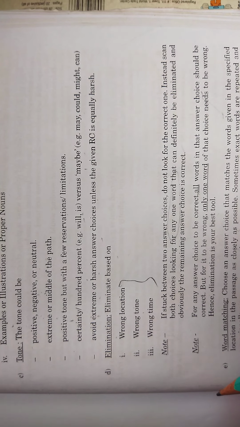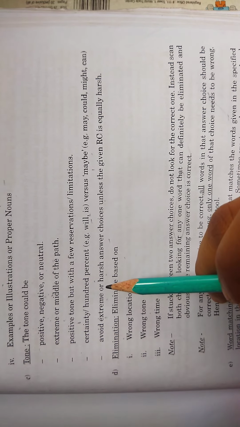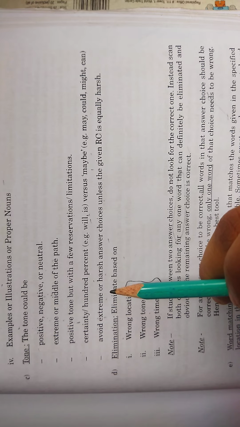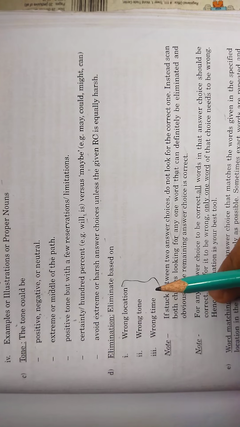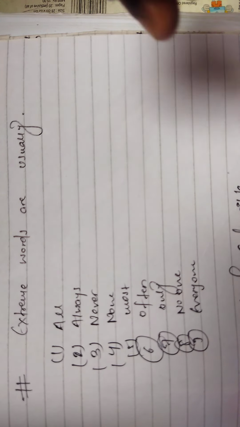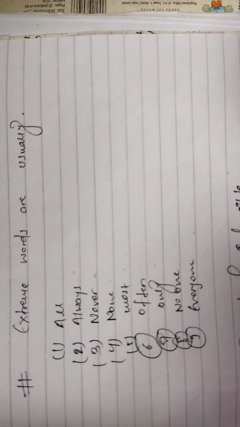If the question is not asking about the extreme word or the tone, then at that time we have to avoid the extreme words. I am telling you about the extreme words. So let's see what the extreme words are which are usually used: all, always, never, none, most, often, only, no one, everyone. These are the extreme words. If the question is not asking about the tone and attitude, at that time we can avoid the extreme words.